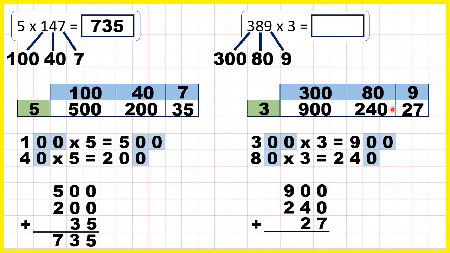So if we add up our answers, 0 plus 0 plus 7 is 7, 0 plus 4 plus 2 is 6, and 9 plus 2 is 11. So we have 1,167.